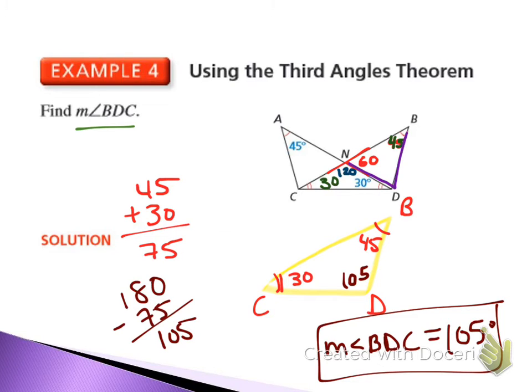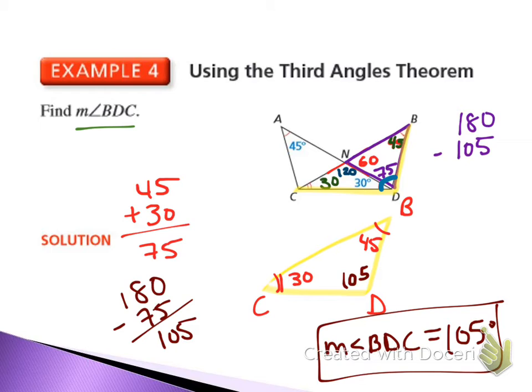This is a triangle, right? We have two of the angles in a triangle. We could find this third angle, right? How do we find the third angle? 60 plus 45, which makes 105. Subtract from 180. So what's the measure of this angle? 75.